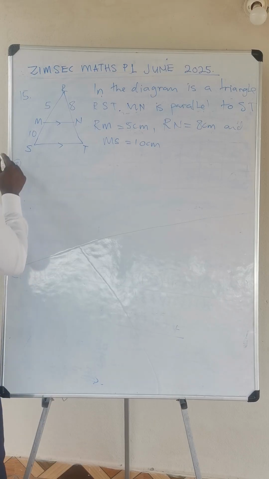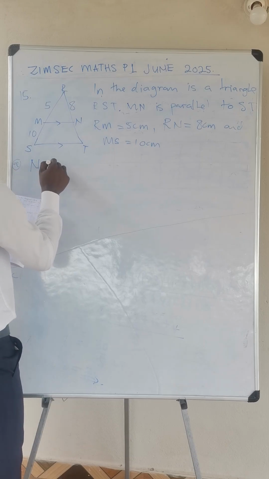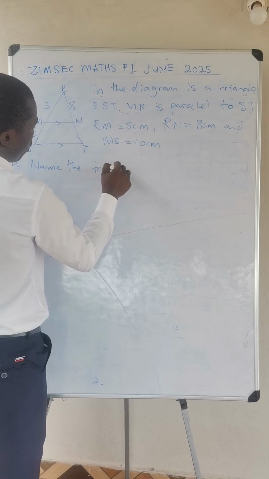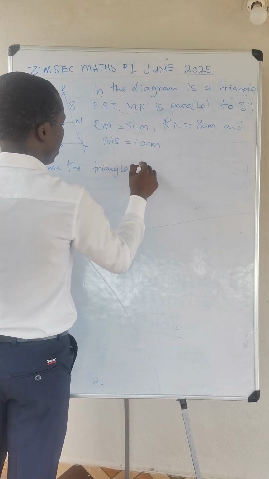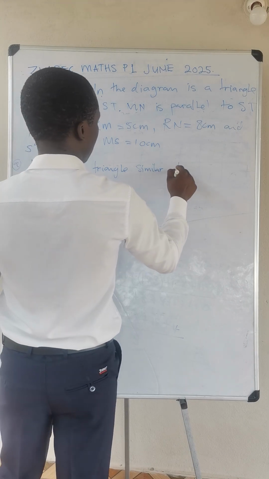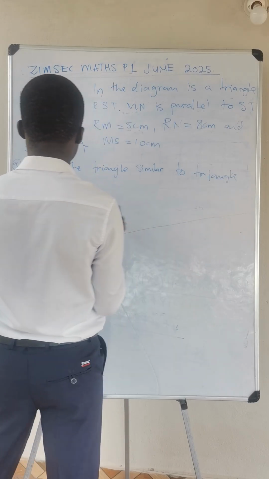Then part A says, name the triangle similar to triangle RST.